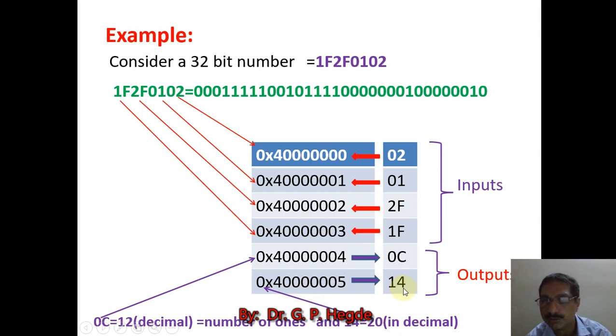Here it gives the number of zeros. That means 32 minus this 12 gives 20. So 20 is in decimal, but its hexadecimal equivalent is 14. So you can get the output like this. The number of ones will be displayed at the 4004 location, that is 0C, that is 12. The number of zeros will be displayed at the 4005 location, that is 14, nothing but 20.